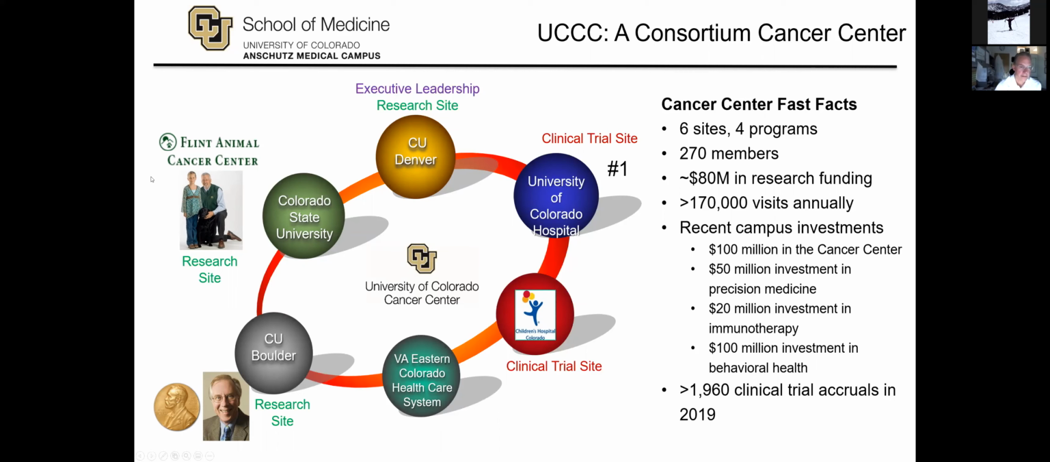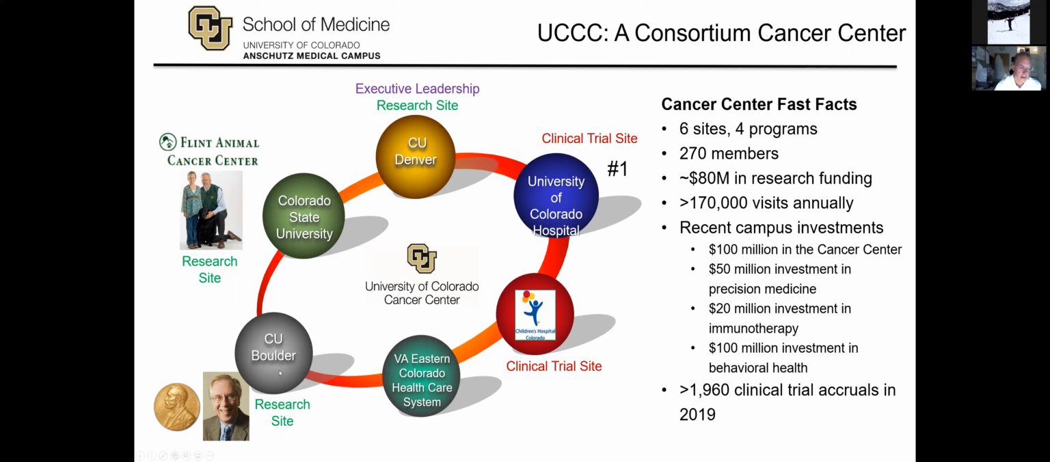University of Colorado Anschutz Medical Campus, also called University of Colorado Denver, is where the main administrative offices of the Cancer Center are. And University of Colorado Hospital, which is the #1 ranked hospital in the state of Colorado, is the main clinical trial site. We also work extensively with Children's Hospital, which is also on the Anschutz Medical Campus, and the VA, which is also located on the Anschutz campus.